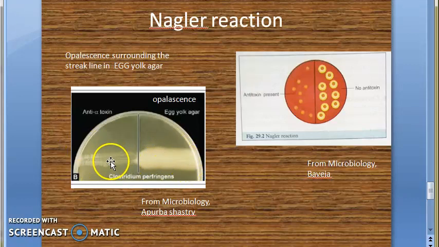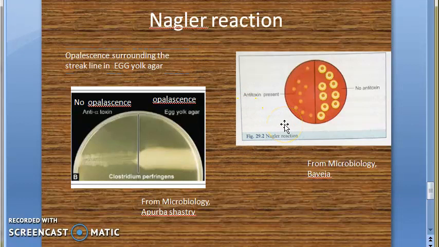Here you had already put anti-alpha toxin, so there is no opalescence here. No opalescence because you had put anti-toxin. You understood, right? No opalescence due to the alpha antitoxin.